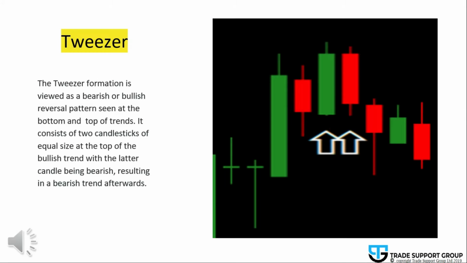The Tweezer's pattern is a minor trend reversal pattern that consists of two candlesticks with more or less the same high or the same low or some variation thereof. These are found at the top and bottom of trends, and they are two candlesticks that look very similar to one another in size.